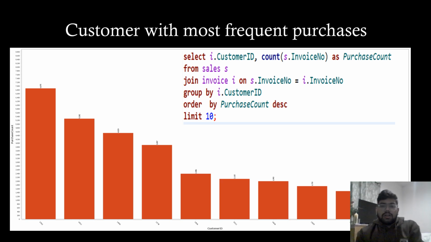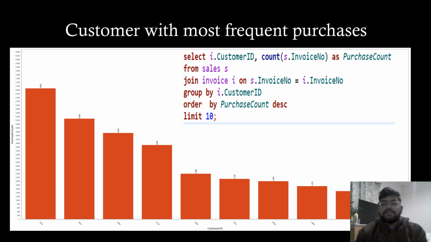Here we need to find the customer with the most frequent purchases. So what we need to find here is a customer who had made the most number of purchases, as you can see from the question. So from the sales table, we are finding the customer ID from the invoice table, and how many purchases were made, as count of invoice number as purchase count.